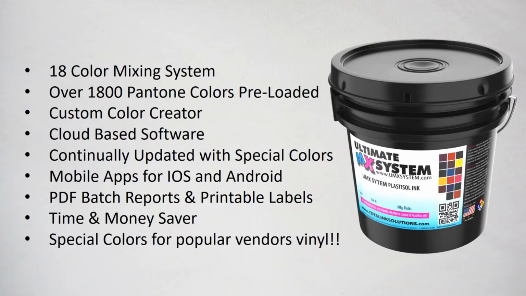You'll have the ability to pull up a Pantone color, and say your customer says, hey, I want Pantone 426 two shades darker. You can pull up the Pantone color inside of the UMX software, and there's a button to edit the formulation. So you can increase a blue or a red or a black, just to make that shade a little bit darker.